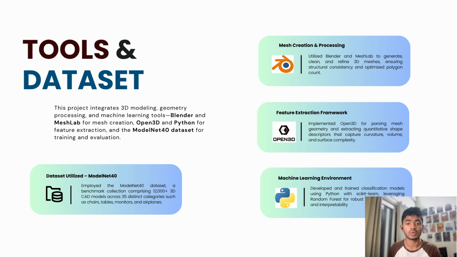The dataset was ModelNet 40, one of the well-known 3D CAD datasets consisting of 35 categories and over 12,000 3D models including chairs, cars, tables, lamps, and many other day-to-day life 3D objects. The combination of these tools ensured both geometric precision and analytical accuracy, bridging the gap between CAD design and AI-based interpretation.